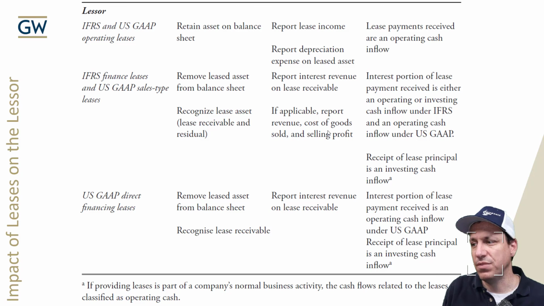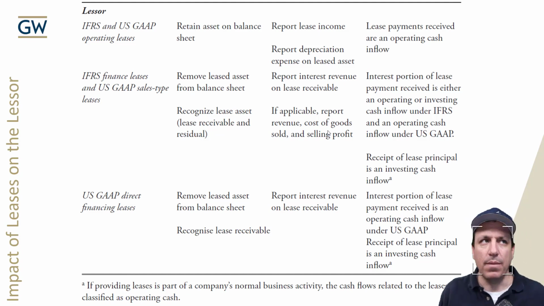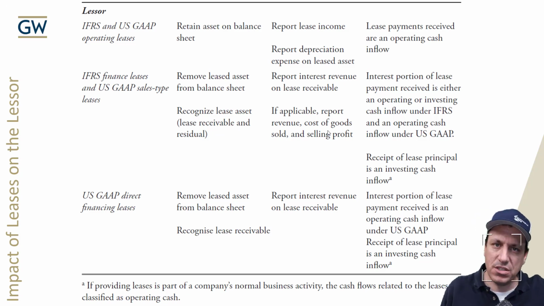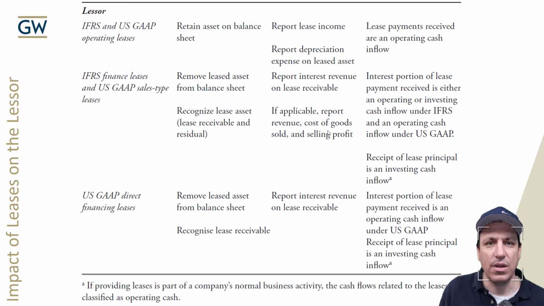And the interest portion of the lease payment received is an operating cash flow under US GAAP. The lease principal is an investing cash inflow. So as you get cash back, you are getting cash associated with an asset that you bought for the business. And so the principal amount of that is going to be part of investing activities, but the interest that you get on that being leased out is going to be operating cash flow. So that's the summary table for the lessor.